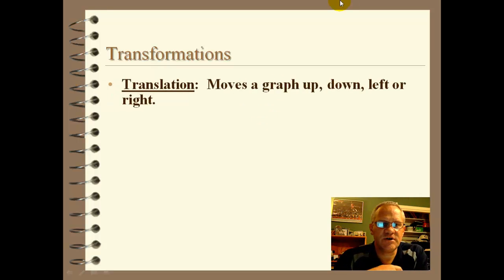Here are the different transformations that you can get. These are the different ways that it can change. It can either be a translation. A translation is going to move your graph, that parent function, left or right, up or down. Okay, so that's translation, is moving it up, down, left or right.